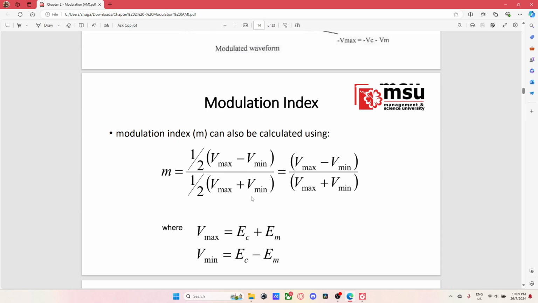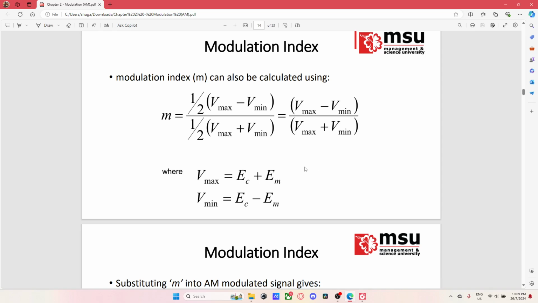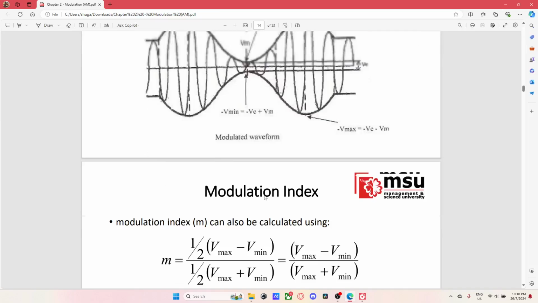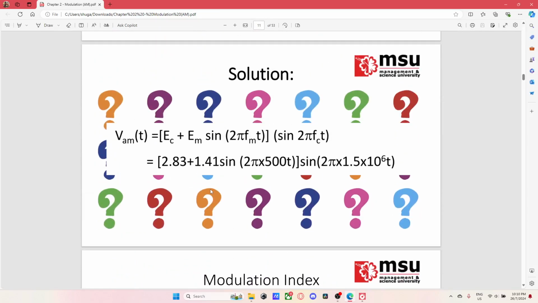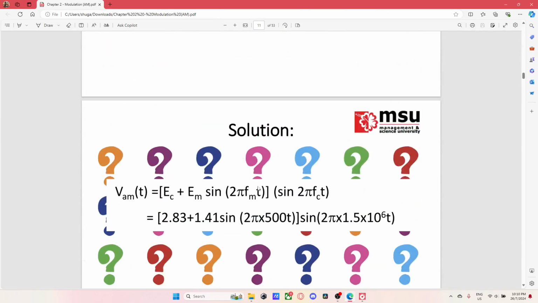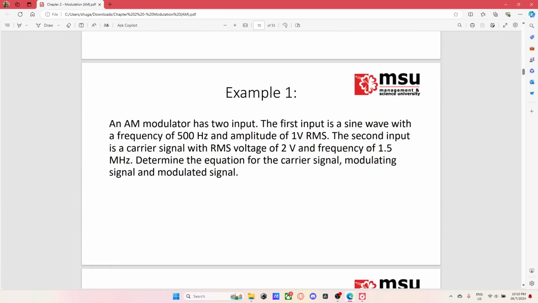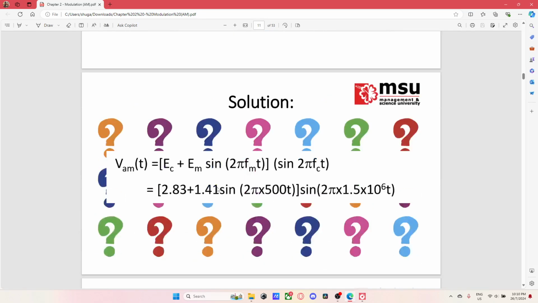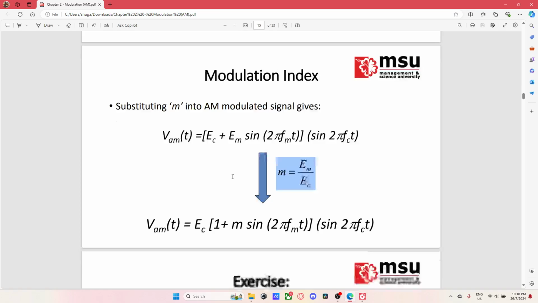Modulated signal can also be represented by M equal to Vmax minus Vmin over Vmax plus Vmin. So the value for Vmax is equal to EC plus EM, and Vmin is EC minus EM. Okay, I think this is the solution for this. No, I don't think so. It should be this value, but I will look it up later.